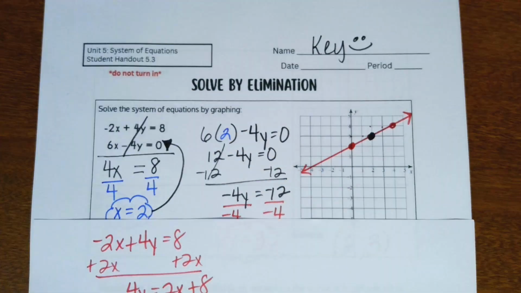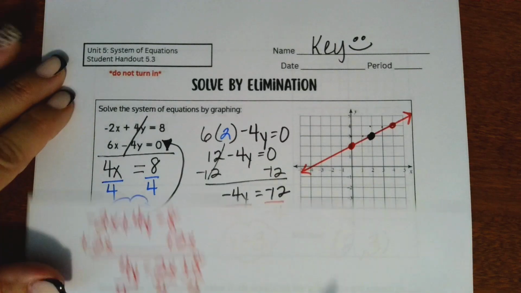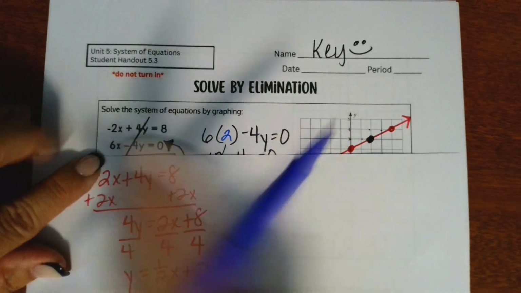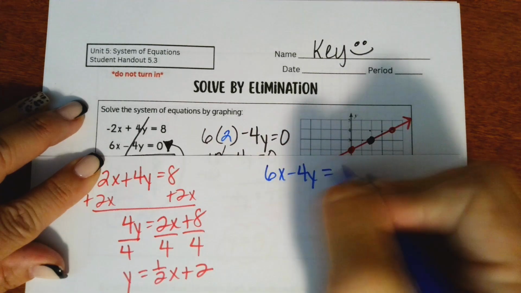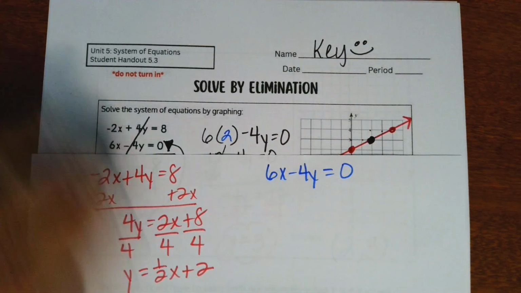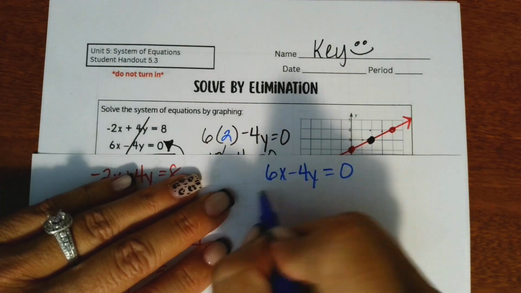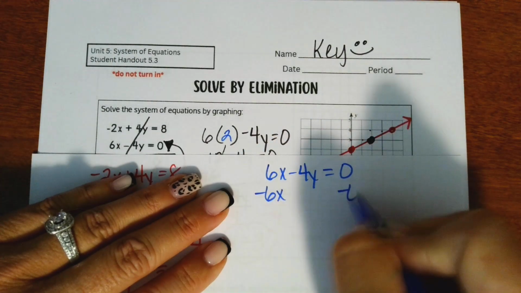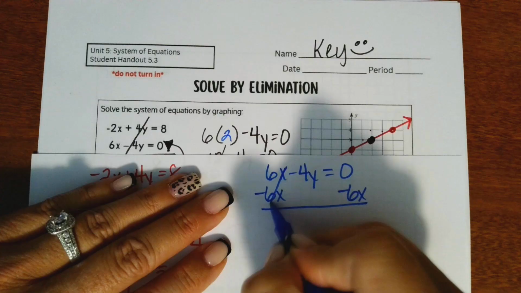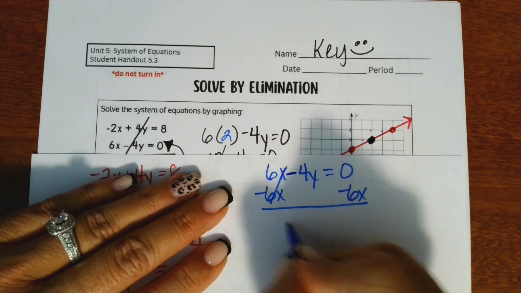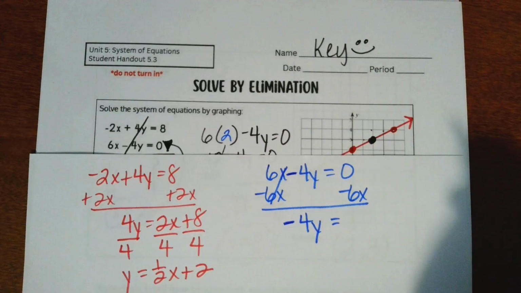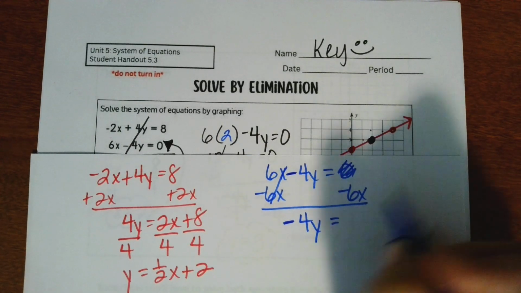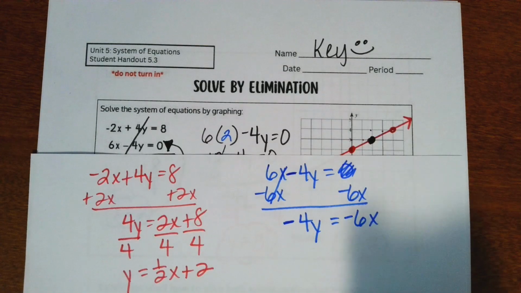Okay. All right, now we're going to look at the second equation. You'll see the second equation is 6x minus 4y equals 0. So again, let's isolate y. We will begin by subtracting 6x. Bring down, don't forget that negative in front of the 4y equals, well, we don't even need the 0. It's just going to be negative x.